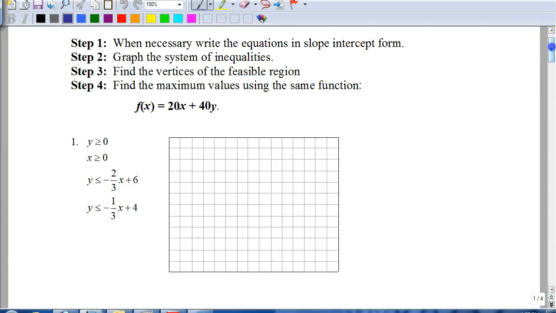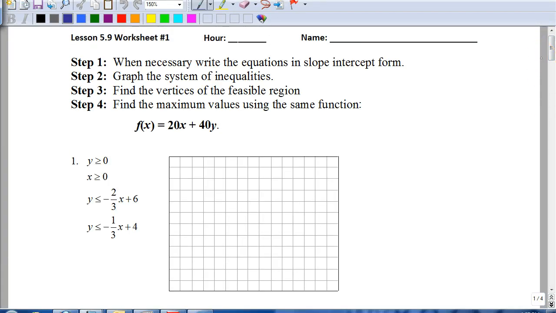Okay, so we're going to begin this last section for this chapter, lesson 5-9. We're going to work on this in baby steps. We're going to take it through 3 steps. The first step we're going to do is look at how to incorporate graphing with what this section is all about. And this section is all about what's called linear programming.